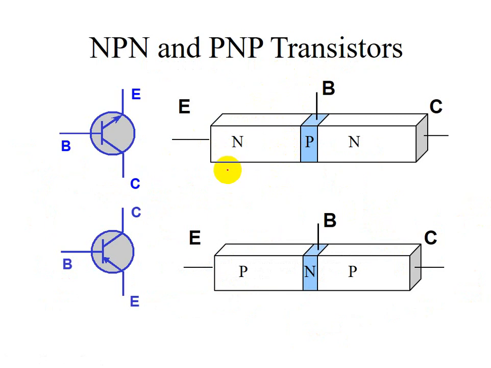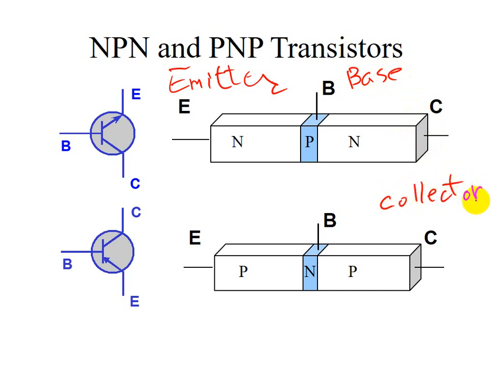For NPN or PNP transistor, you have different notations or symbols. For each of NPN transistor or PNP transistor, it has 3 leads. This is the so-called emitter. This is base, and this is collector. Emitter, base, and collector.